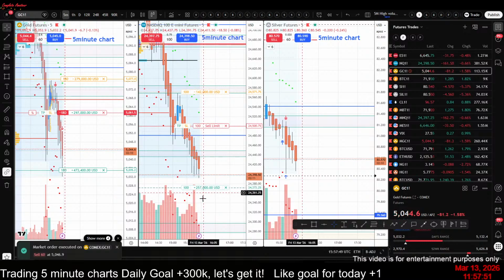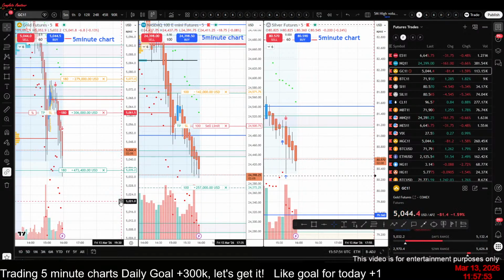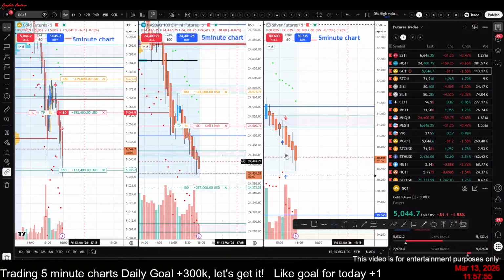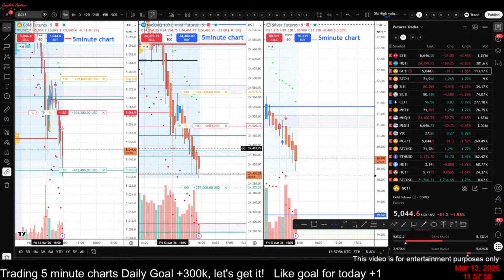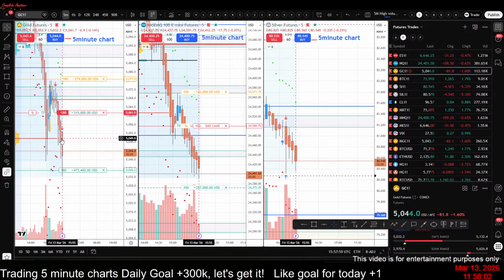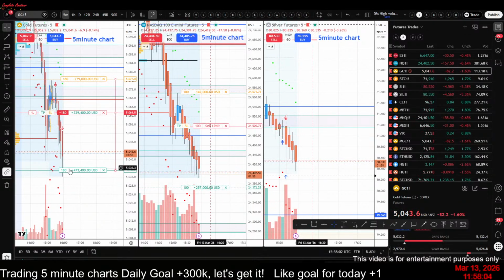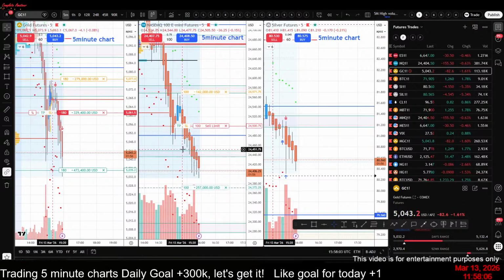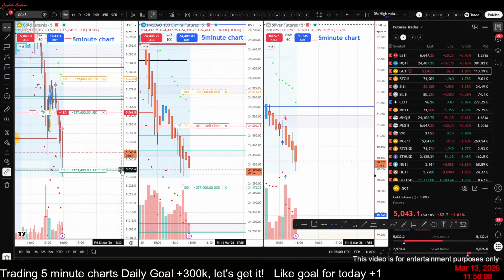Seeing NQ also break down. The markets seem to be correlated somewhat over the past couple of days. So with the NQ breaking down, rejecting this high volume here, I think we would go attack the lows again. I need to go down to a lower time frame to set an alert.